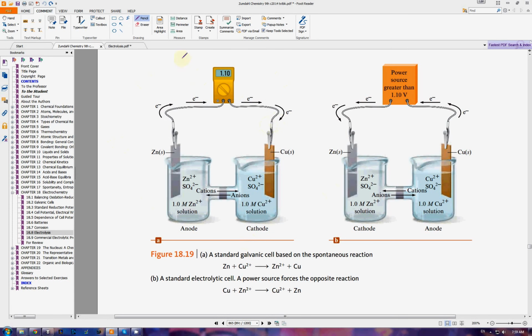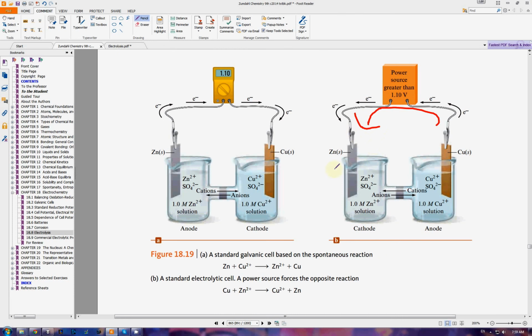So here we have a typical galvanic cell with zinc and copper, and the tendency for this redox reaction to occur sets up this potential difference that allows the electrons to flow. But if we put a battery here and the battery sets up its own potential difference in the opposite direction to what's originally there, then it will force the electrons to flow in the opposite direction.